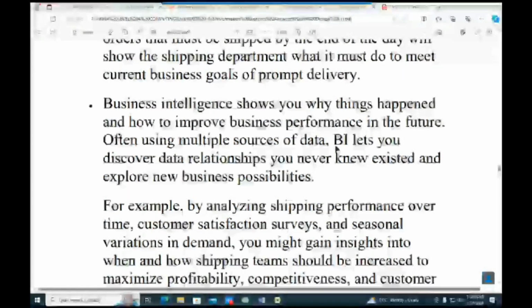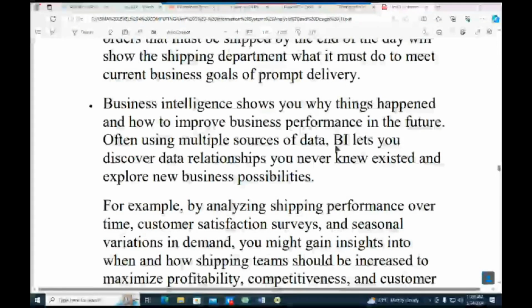So we have the business intelligence showing you why. Now listen, this is one of the major differences that I want you to get. Reporting will show you what happened and what is the current status.